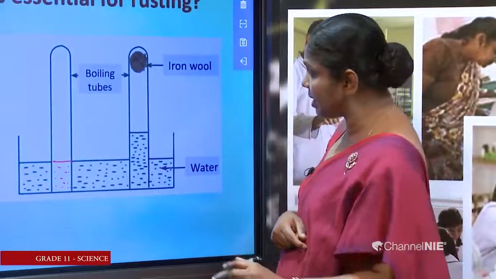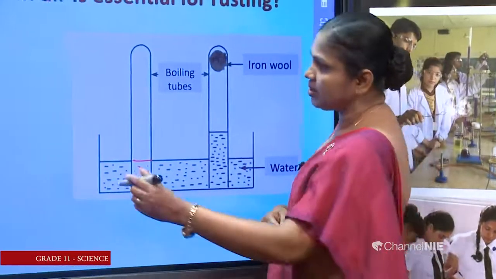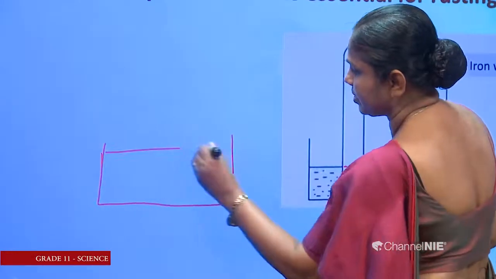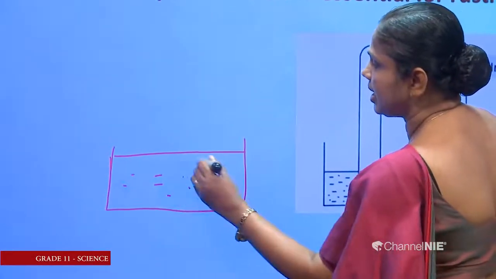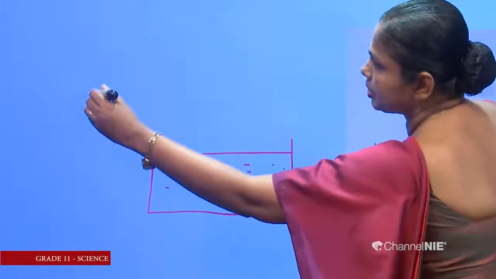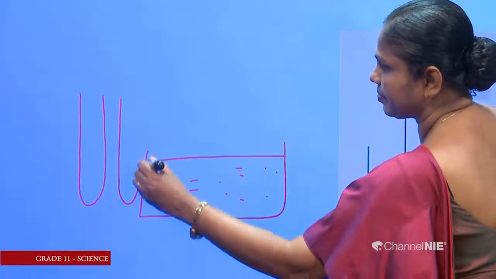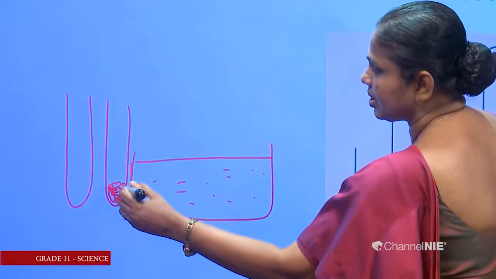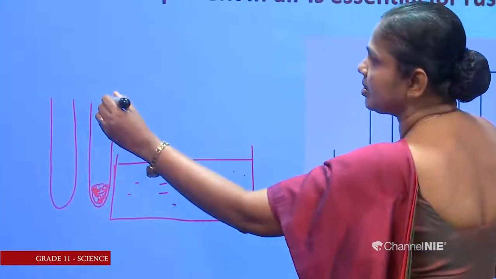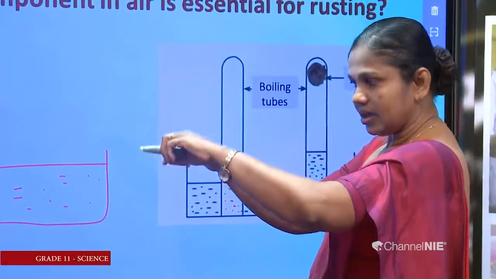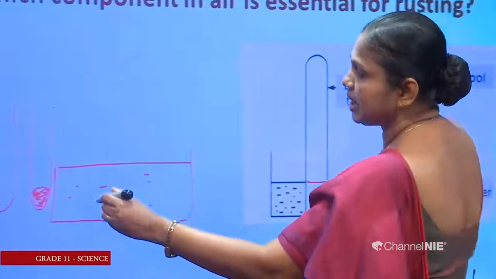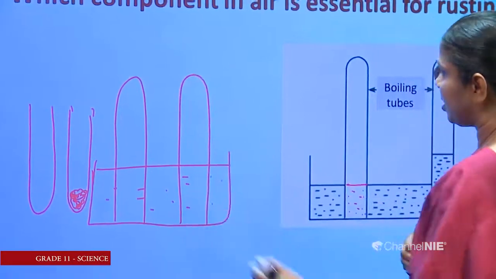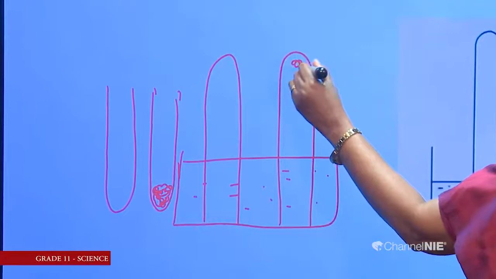I will explain this, children. Before arranging this setup, this is what we do. We have to take a trough of water like this, and again we have to take 2 test tubes. In only one test tube, some iron wool is inserted, and then both test tubes must be turned upside down, inverted, and inserted into this trough of water. Right, now this is iron wool.